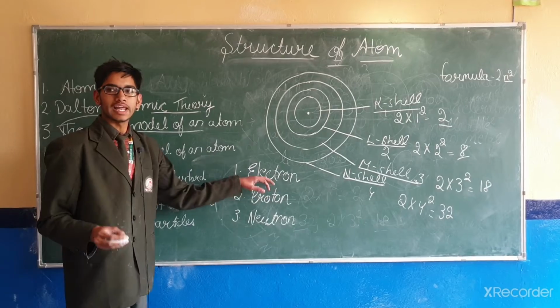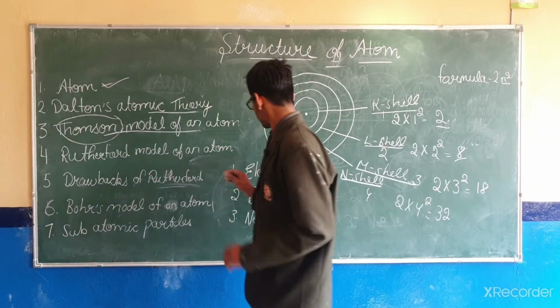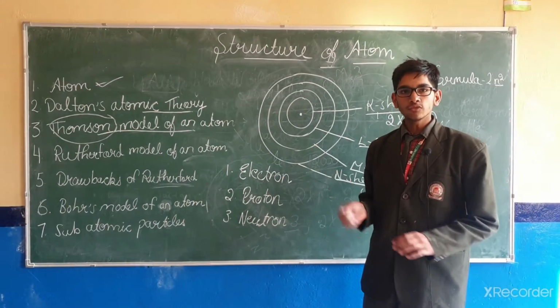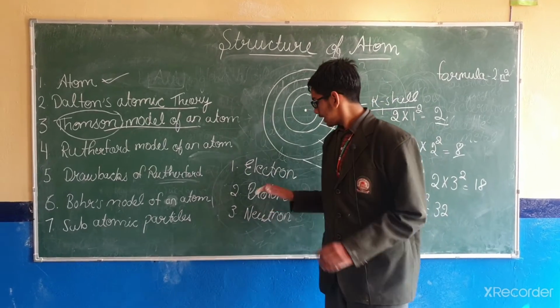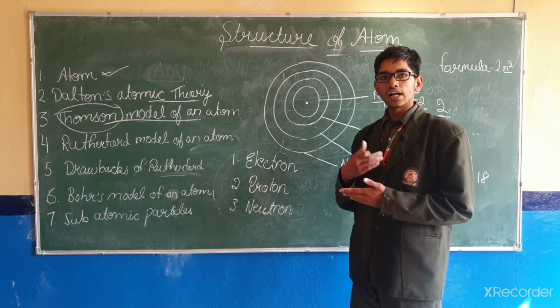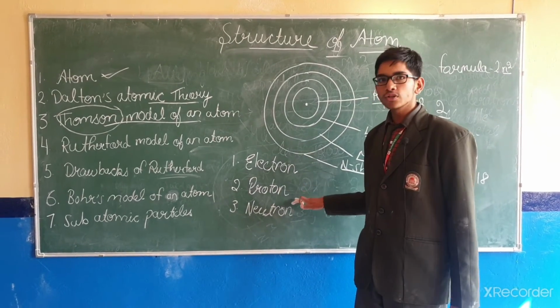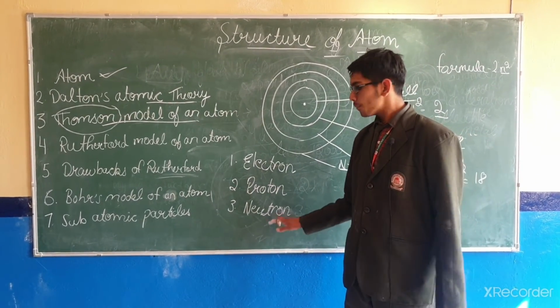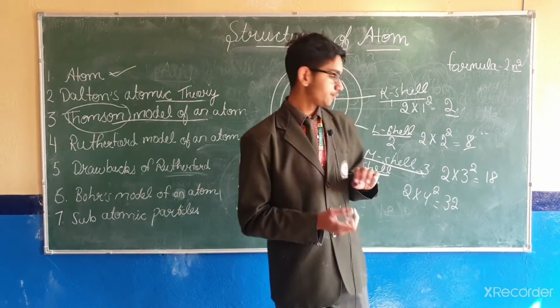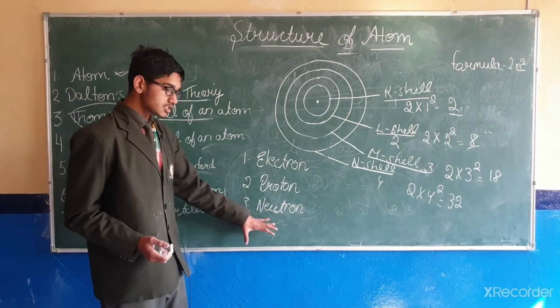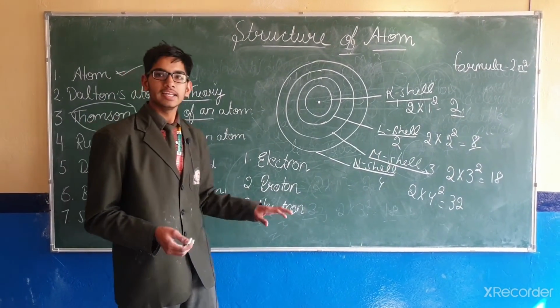What are electrons? Electron is a subatomic particle which is a negatively charged particle. It was discovered by J. J. Thomson. Next one is proton. Proton is also a subatomic particle which is a positively charged particle. It was discovered by E. Goldstein. Now about neutron. Neutron is neutrally charged. It was discovered by J. Chadwick.